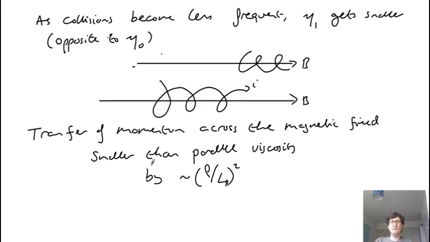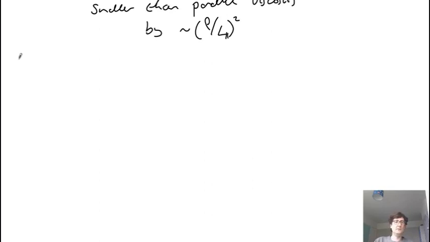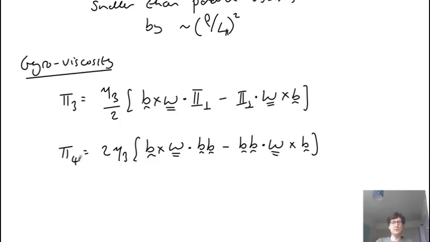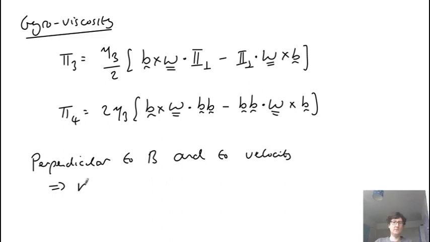Okay, then finally we have the gyroviscosity terms, and these are also perpendicular to the magnetic field. So it's perpendicular to the magnetic field, and it's also perpendicular to the strain. So it's perpendicular to the direction where the plasma is moving, and this means that there's effectively no work done. And this means that there's no dissipation, no dissipative heating or viscous heating.